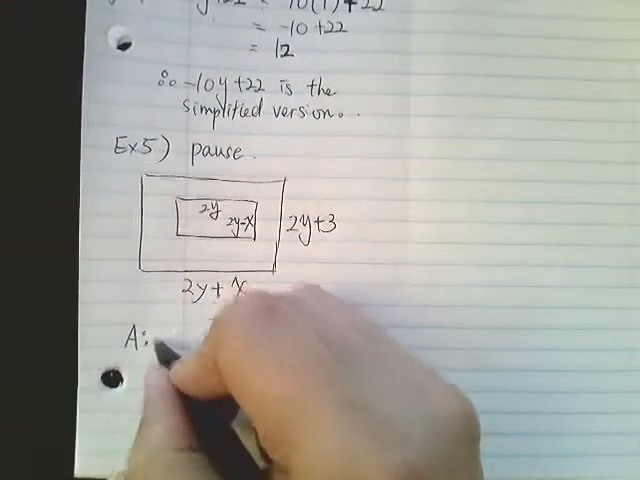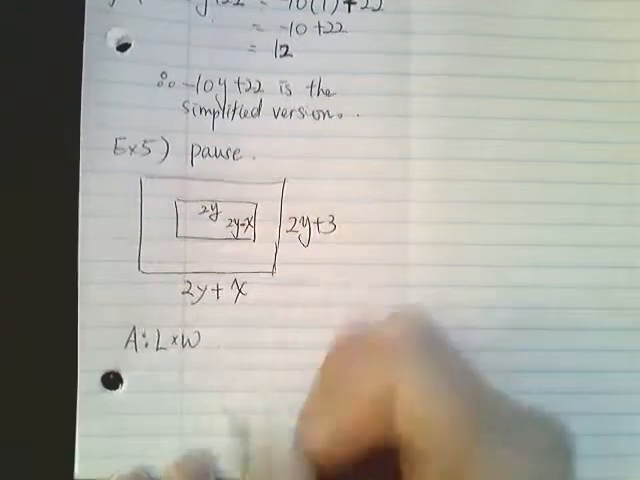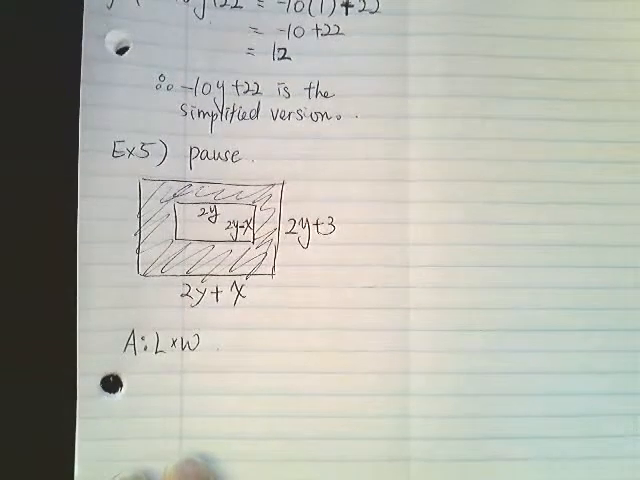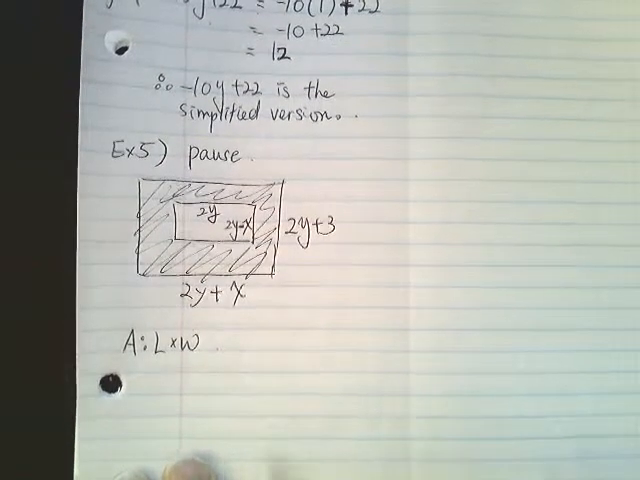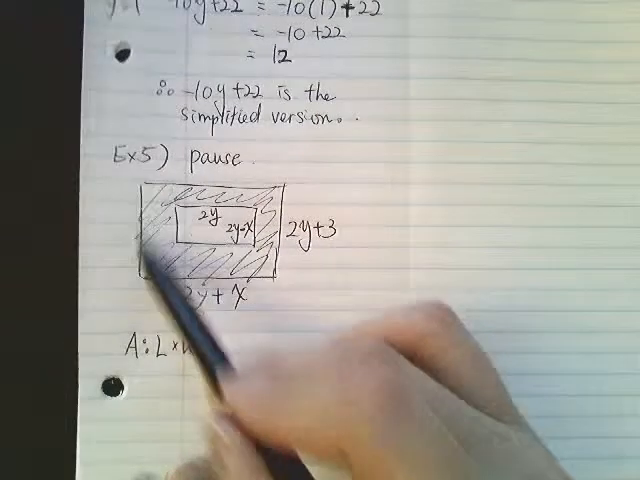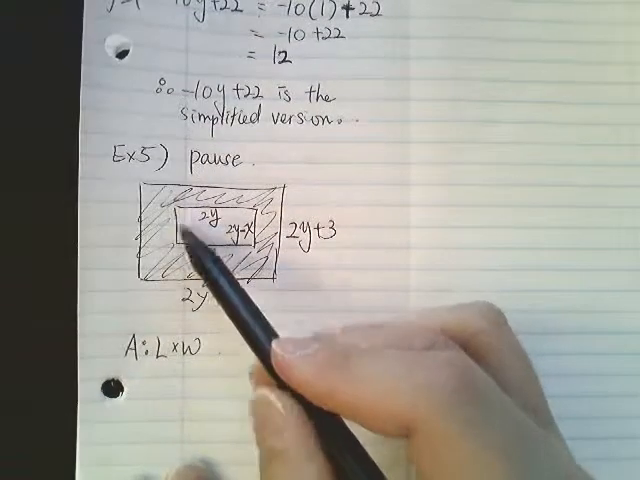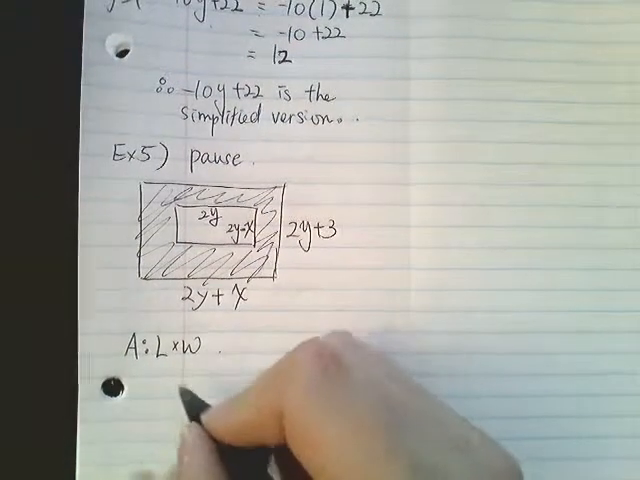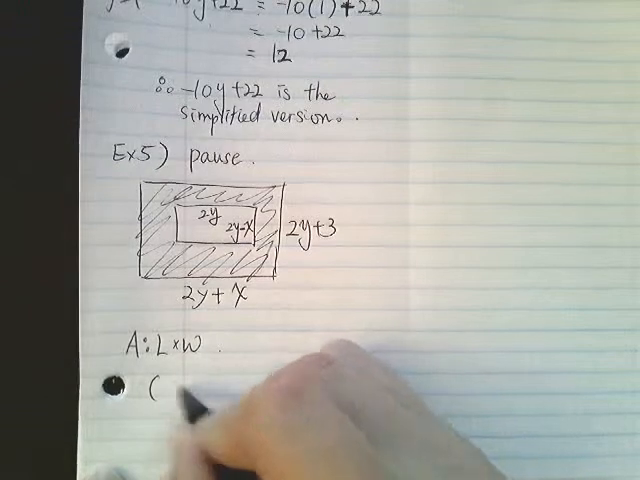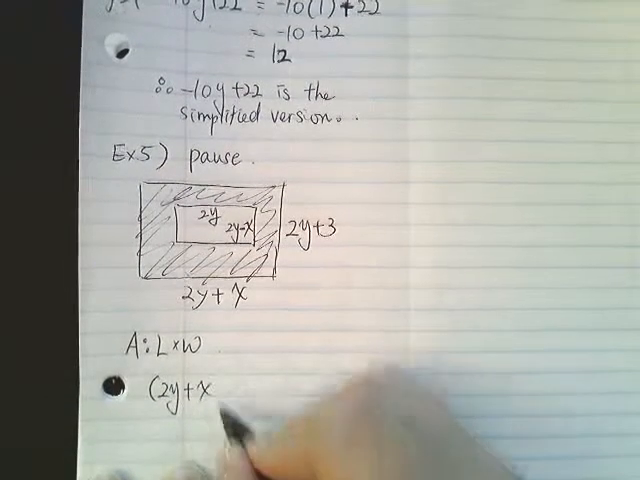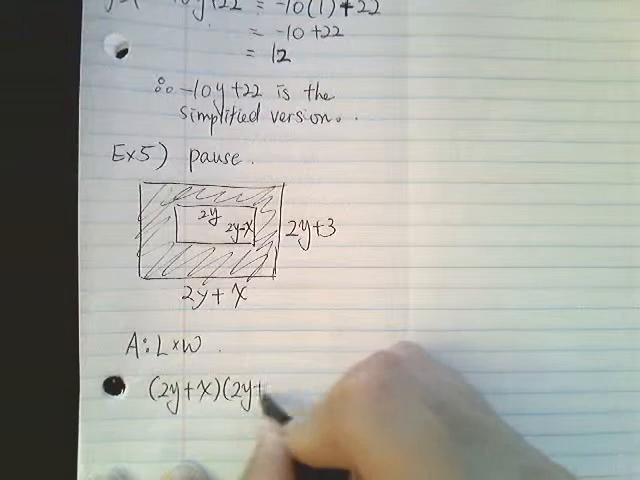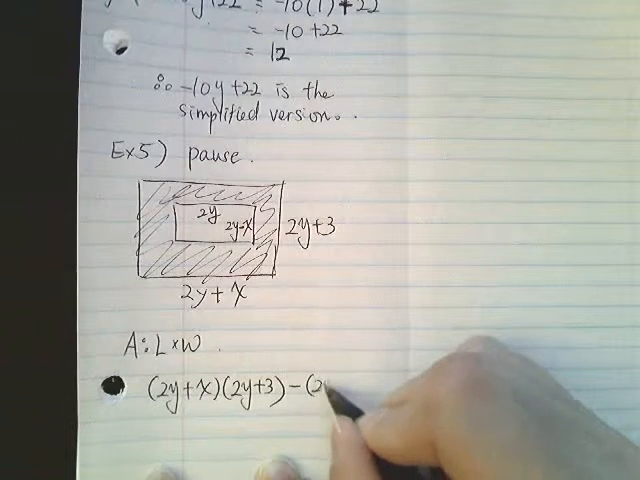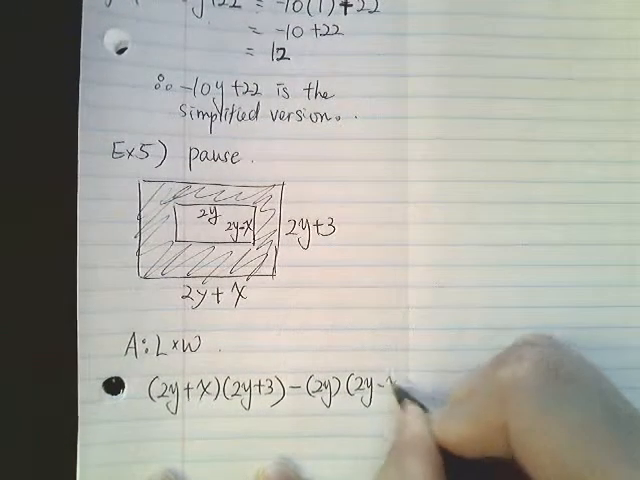So again, the area formula is length times width. Now it says find the area of the shaded part. So as you already noticed, in order to find the shaded area, we simply just need to find the area of the bigger square and then subtract the smaller, not the square, sorry, smaller rectangle from it. So the area of the bigger one is the length times width. So 2y plus x times 2y plus 3 minus the inner rectangle will be 2y times 2y minus x.